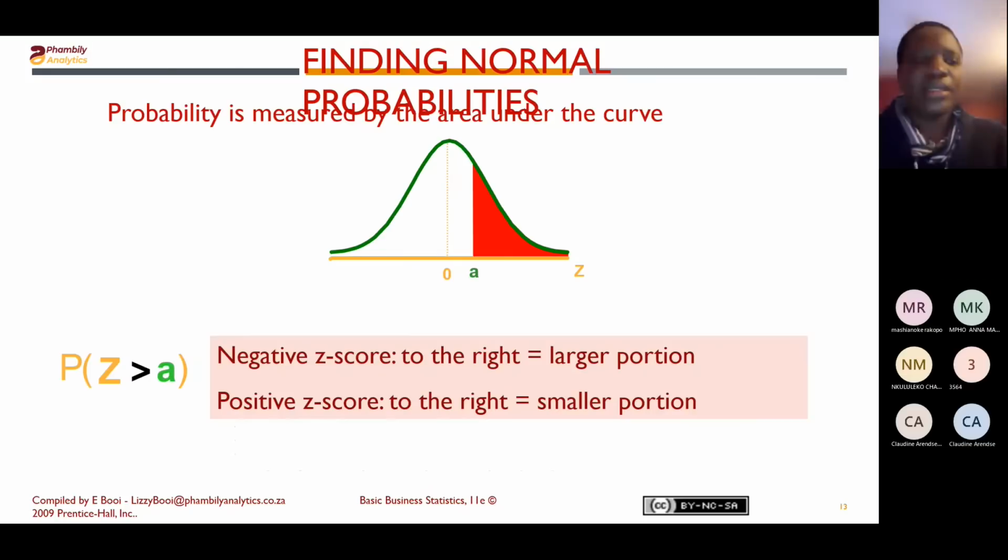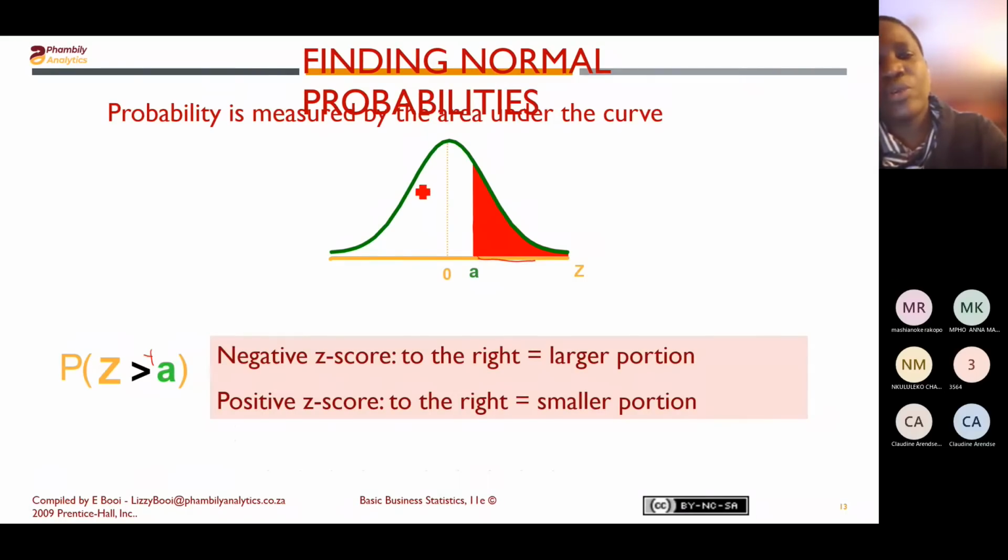How do we find the probability where we're looking for the probability of Z greater than A, regardless of whether it's on the negative side or on the positive side? If we're looking at this picture, this is on the positive side, so our Z here is positive and we're looking for Z greater than A. Therefore, we're looking at this small portion as compared to the unshaded area, which is the larger portion.